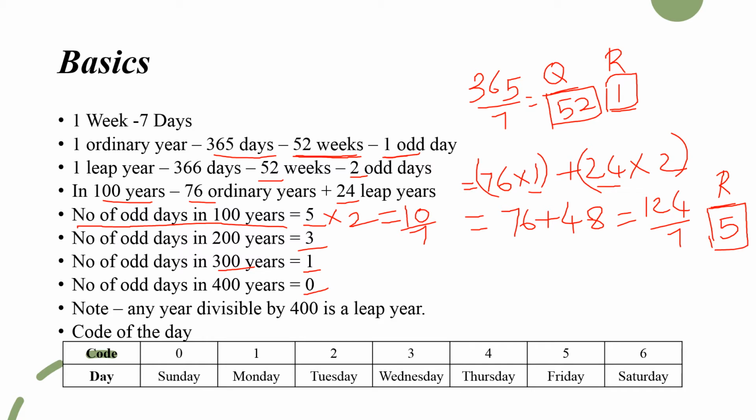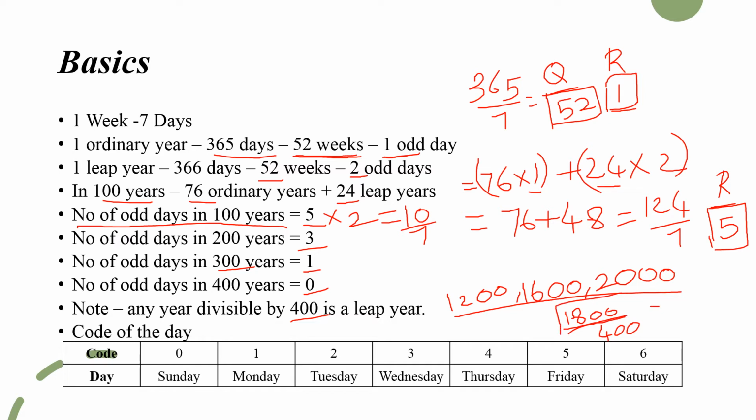If any year is divisible by 400, it is a leap year. For example, 1200, 1600 and 2000 are all divisible by 400, so these are called leap years. If we divide 1800 by 400, it leaves a remainder. So 1800 is not a leap year.